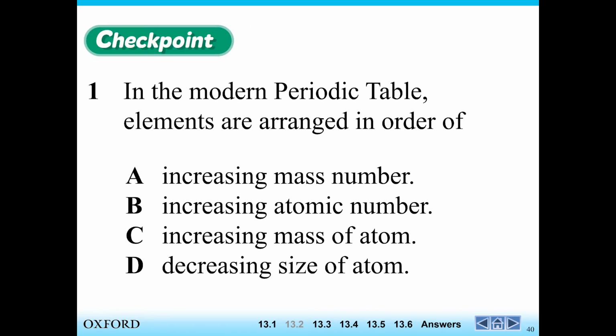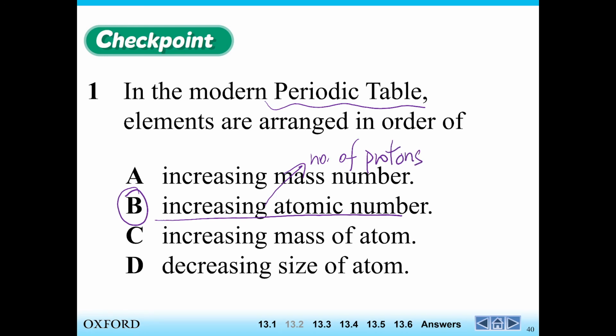So now let's wrap up this whole topic 13.2 with checkpoint questions. Okay, in the previous video we learned that the periodic table is arranged in order of increasing atomic number. Remember, that's increasing the number of protons. Or we could also say increasing the number of electrons, unless it's an ion. But usually in the periodic table, there are no ions.